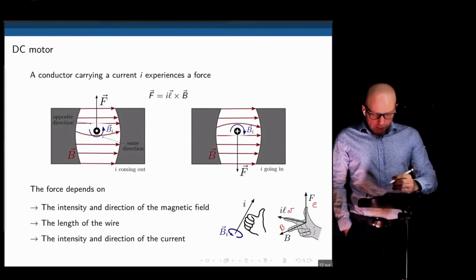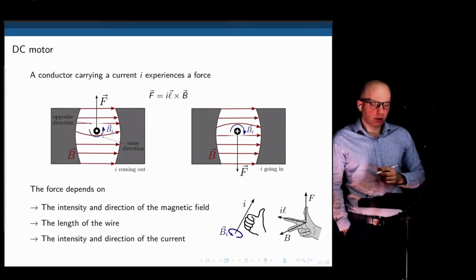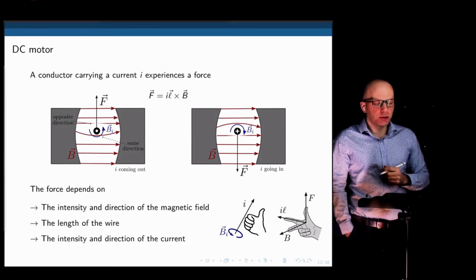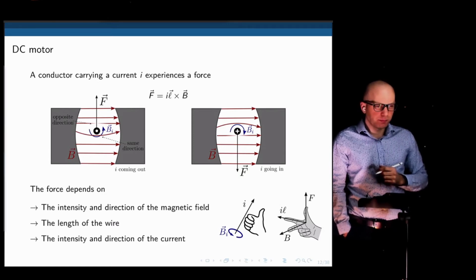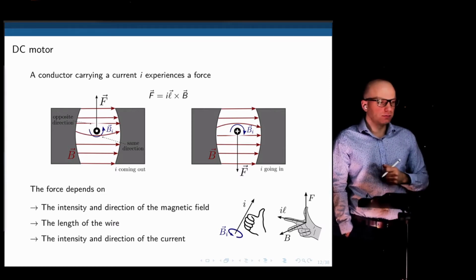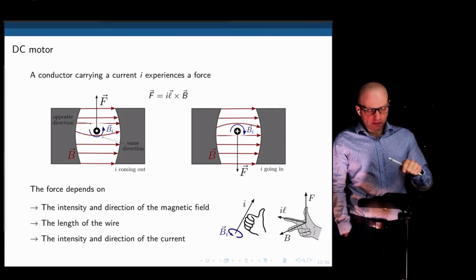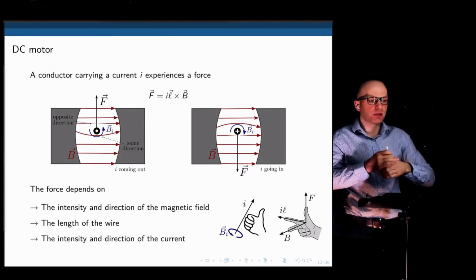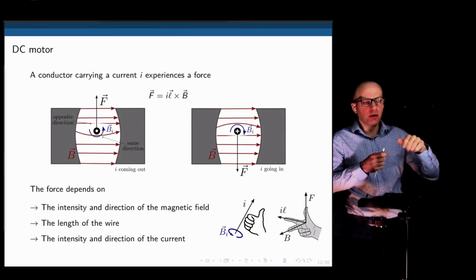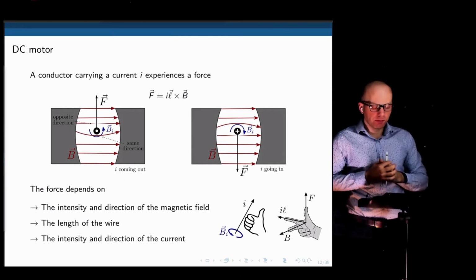Now we're going to go back to the second concept, where a wire or a conductor carrying a current experiences a force that is given by I times L cross B. The force depends on the intensity and direction of the magnetic field, the length of the wire, and the intensity and direction of the current. So let's see the first case here. In the first case, we have this wire. I'm just showing a 2D representation of the wire that is coming out or going in the page. We have a magnetic field pointing to the right.